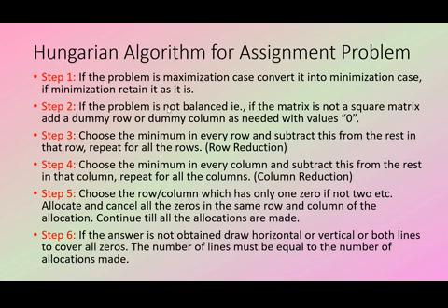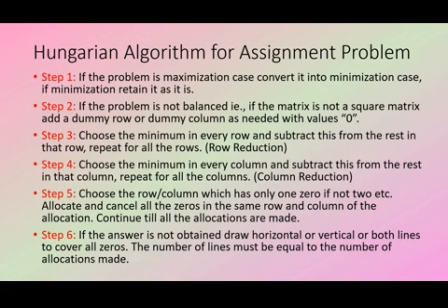So I'll read it out. Choose the minimum in every row and subtract this from the rest in that particular row. Then repeat this for all the rows, not only for the first row, but for every row. I am supposed to pick the smallest value in that particular row and subtract that from the remaining elements of that row. This is called row reduction. Why do we perform row reduction?